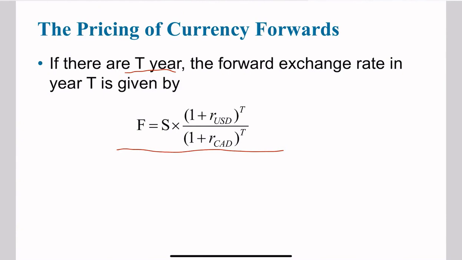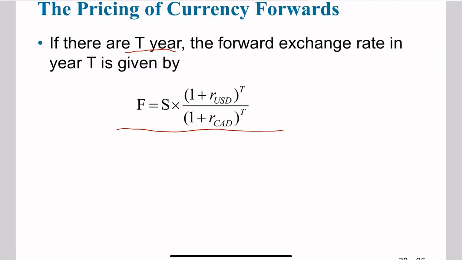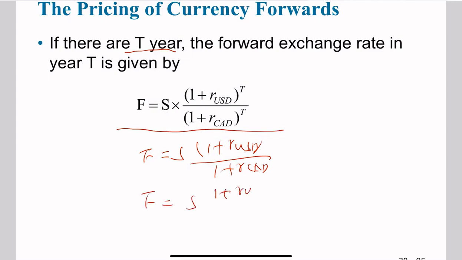It basically says if you're looking for the forward exchange rate in the next year, then it's F equals S times this thing. But if you're looking for the forward exchange rate in 2 years, then it should be this squared, right? Of course, if you're looking for the forward exchange rate in 3 years, then you would have 3 here, right?